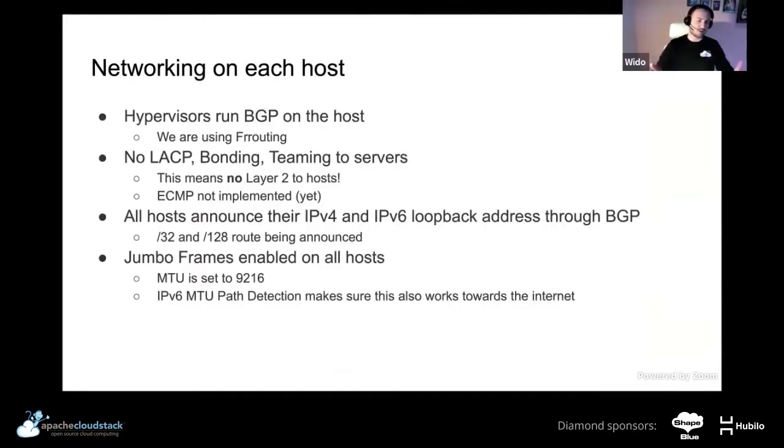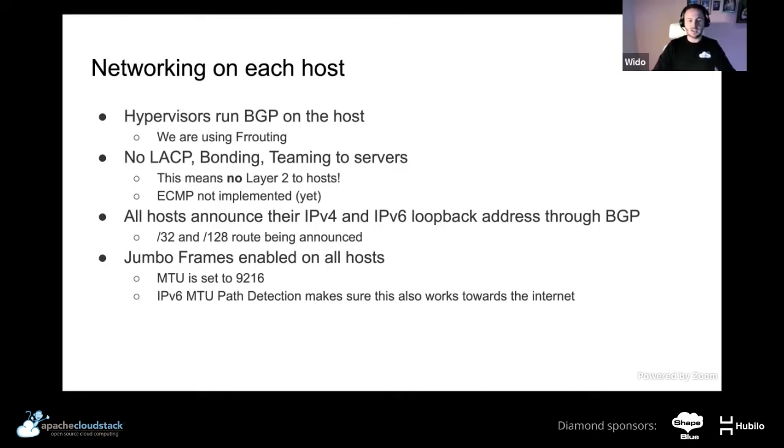Now, we're talking a lot about hardware, but how do we actually configure this on our hosts? So each hypervisor runs BGP on the host. FRR daemon again running on the host. There's no LACP, no bonding, no teaming. That means there's no layer 2 connections between the hosts. So of course they have a layer 2 between the host and the top of rack, but that's it.